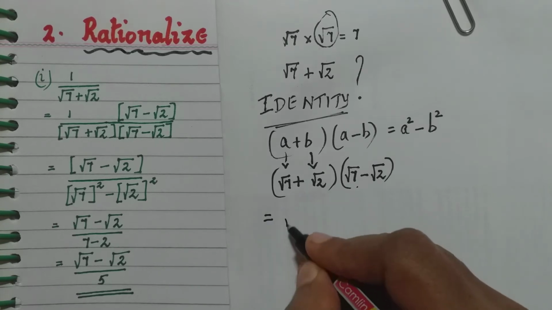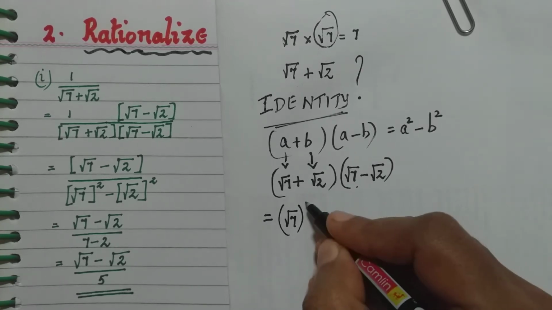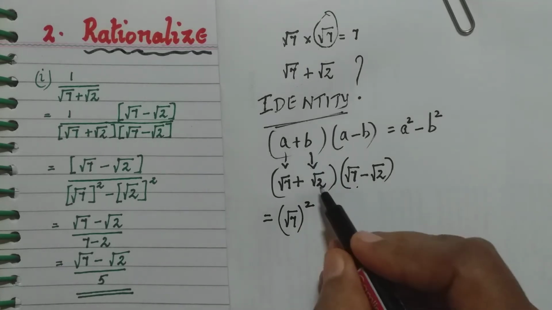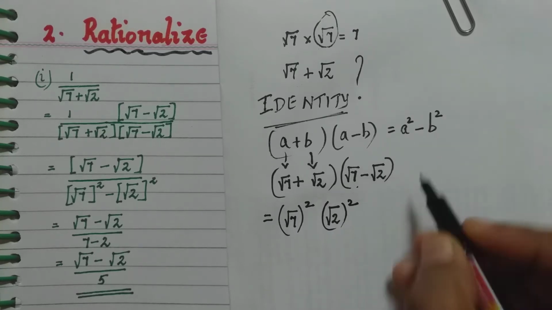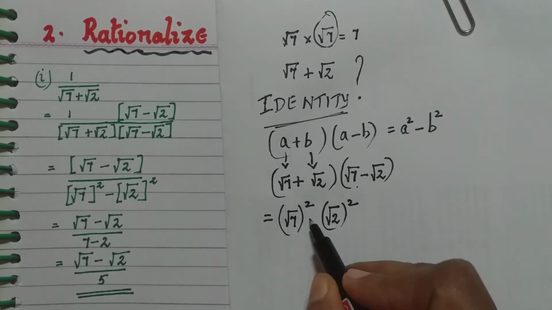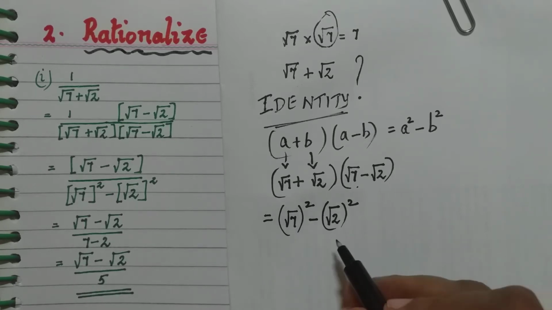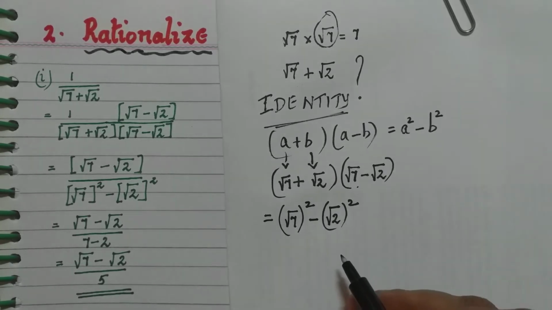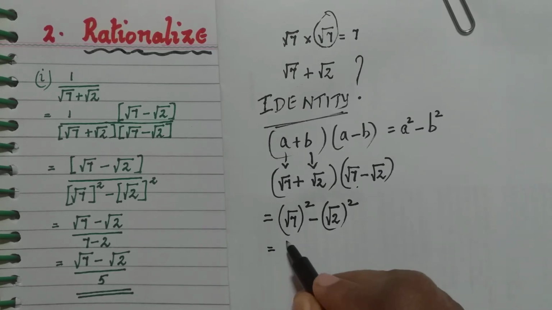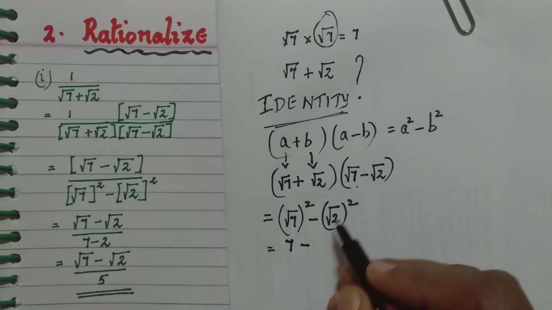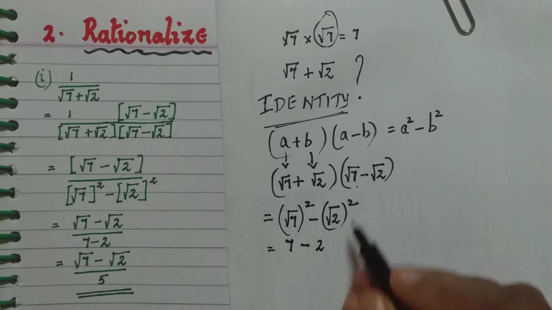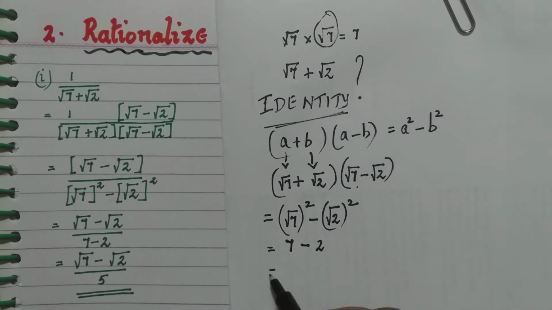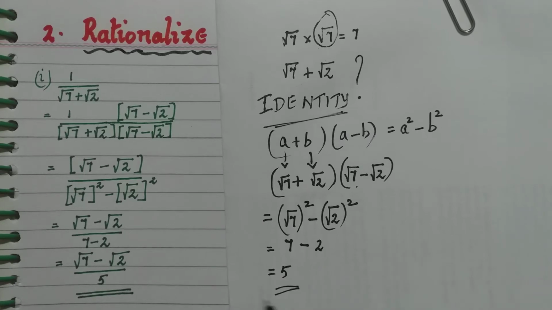What is a here? Root 7. So this is root 7 square. What is b here? Root 2. So this becomes root 2 square. What is the sign between both of them? Minus. So this is root 7 square minus root 2 square. So this is equal to 7 minus 2. Root 7 square is 7, root 2 square is 2. 7 minus 2 is 5. So we have rationalized the denominator and got 5.